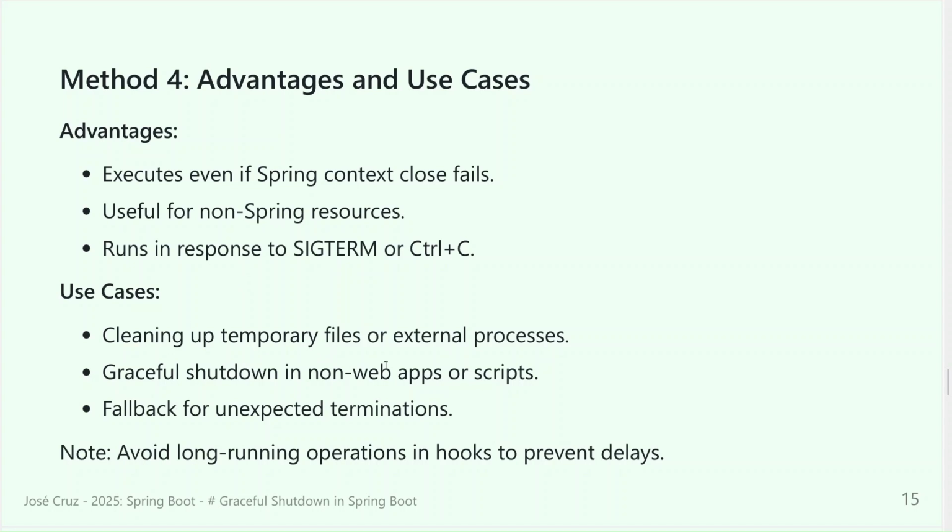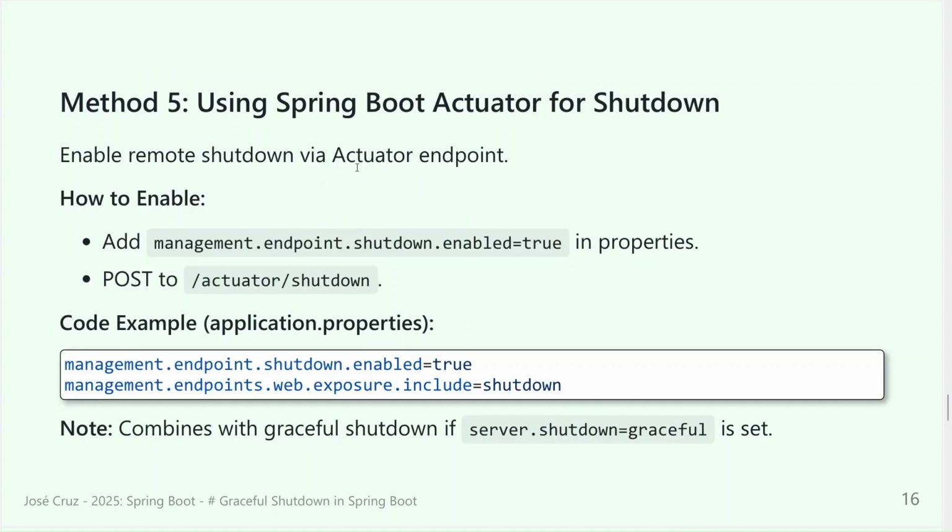Use cases: cleaning up temporary files, graceful shutdown in non-web apps or scripts, and a fallback for unexpected terminations. When there is something that is really difficult to handle gracefully in Java, maybe you want to use this method to control the shutdown. Another way is using Spring Boot Actuator to do the shutdown, meaning that it's not a different way to implement what to handle during shutdown, but a way to force a shutdown.